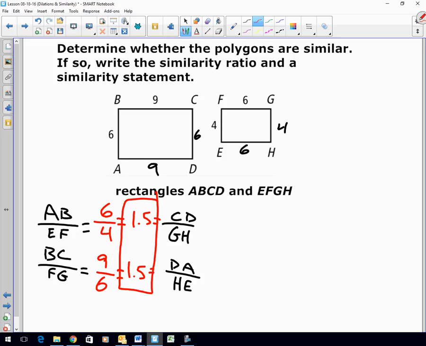All right, if I needed to write a similarity statement, I would say something like this. Make sure you get this in your notes. Rectangle ABCD. By the way, if you don't want to write the word rectangle, just draw a rectangle. This is a similarity statement. I will write it one time. Make sure you get it right. Similarity statement for rectangle ABCD is similar to rectangle EFGH.